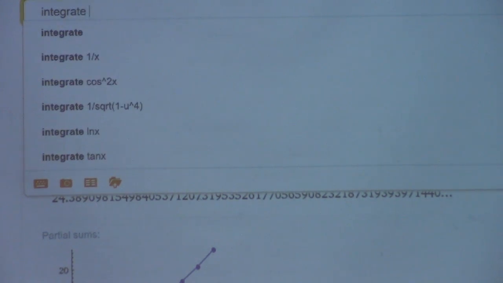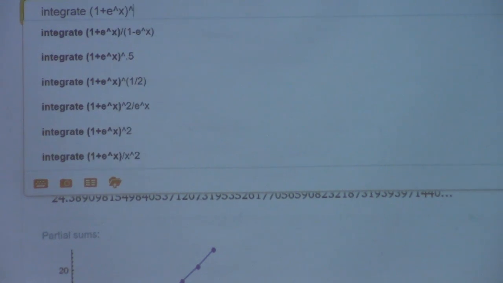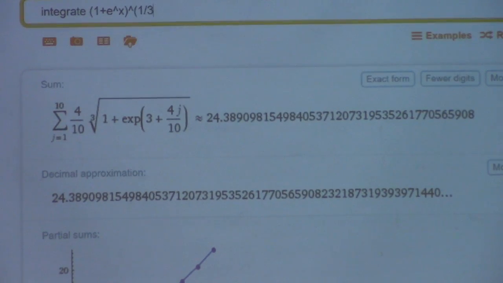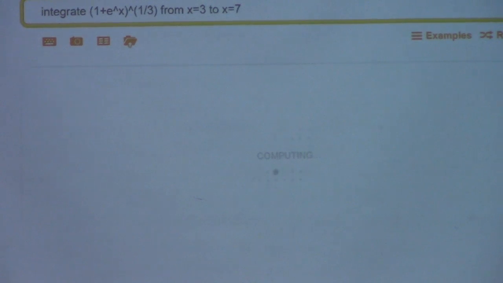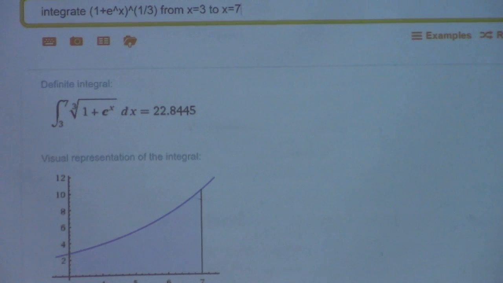Integrate 1 plus e to the x cube root from x equals, what did I have, 3, to x equals 7. So 22.84, that's in between the left and the right endpoint rule of order 10, right? Which one's an overestimate, which one's an underestimate? R10 is an overestimate. What's this thing look like anyway?